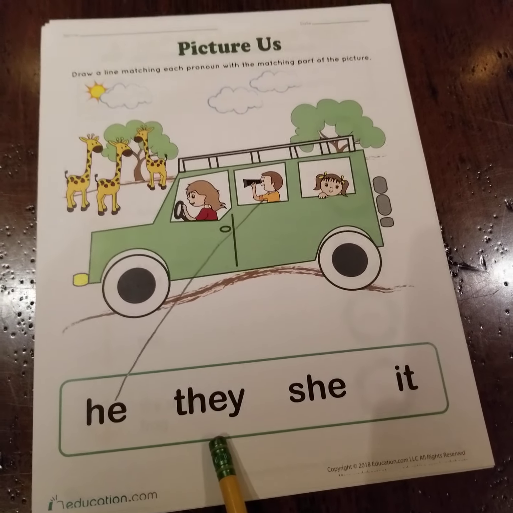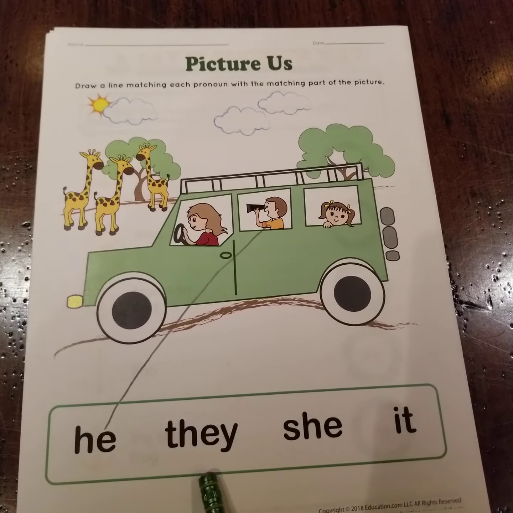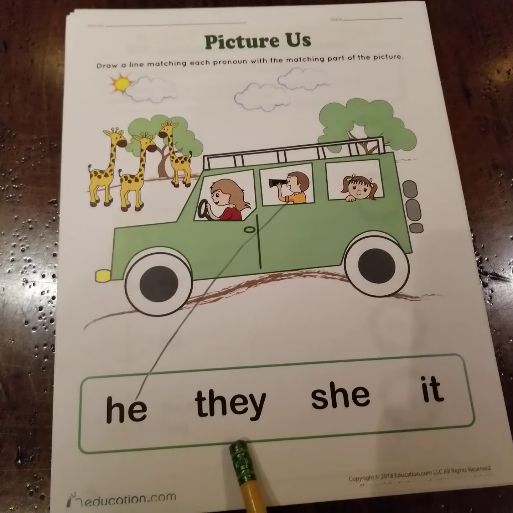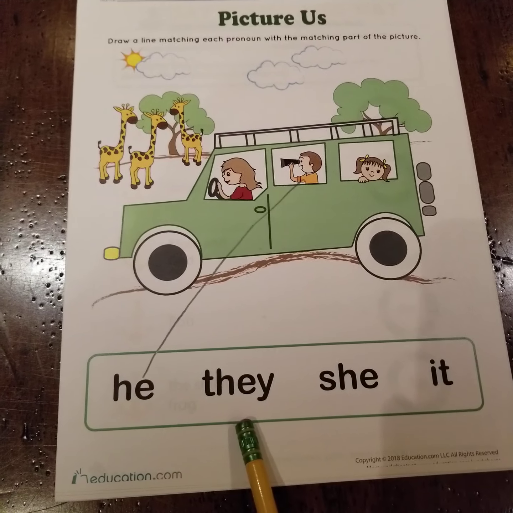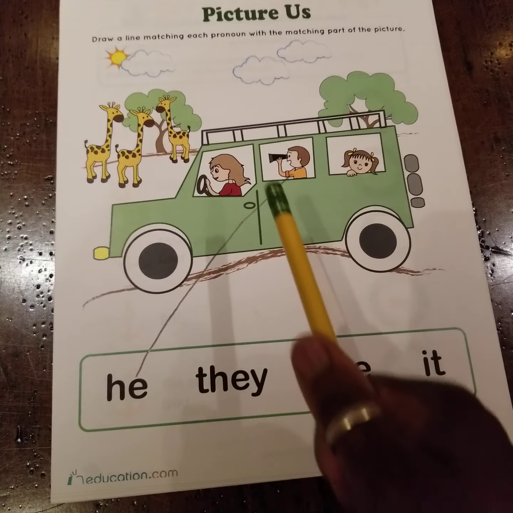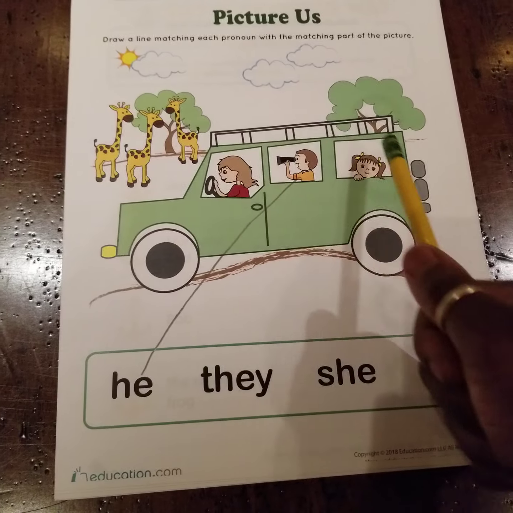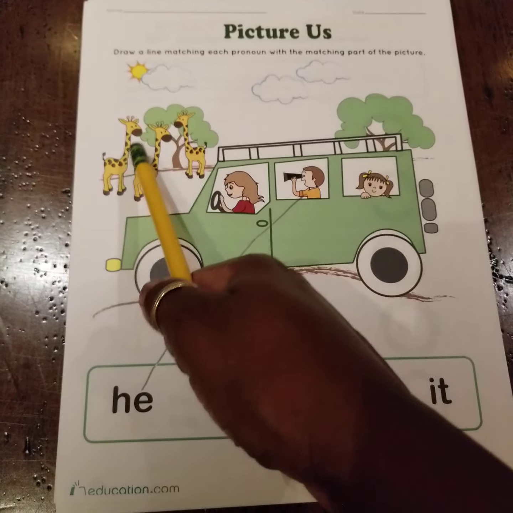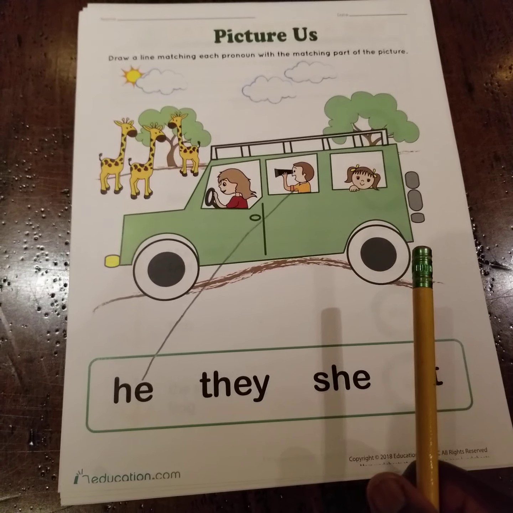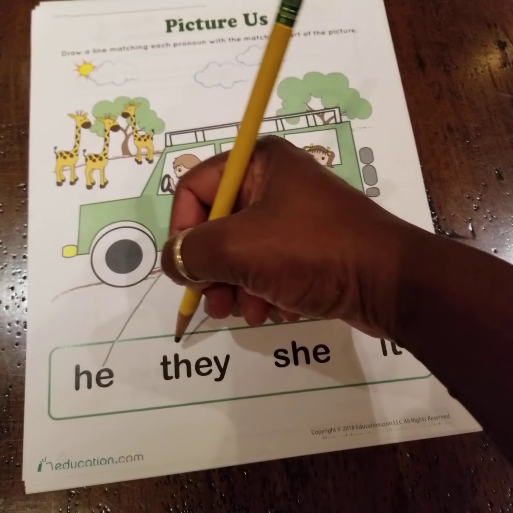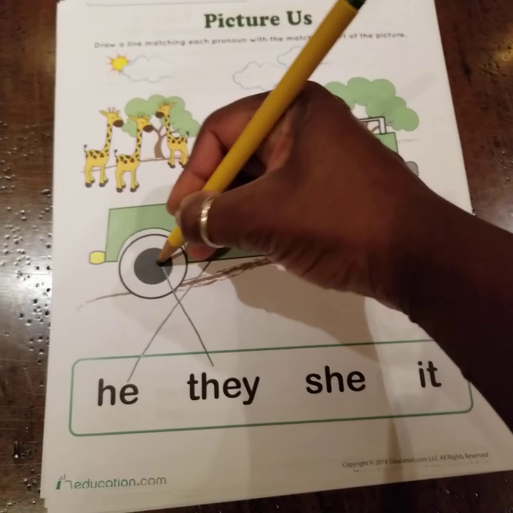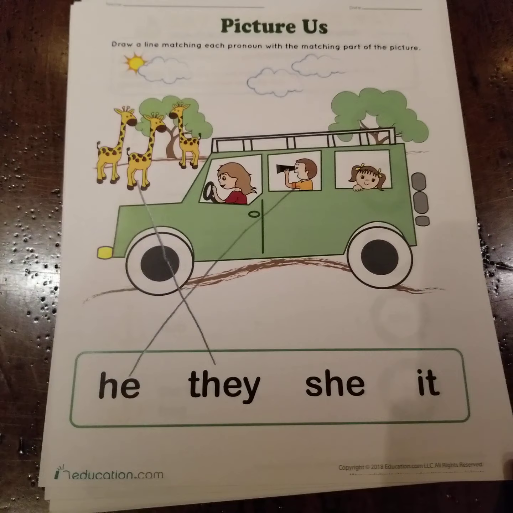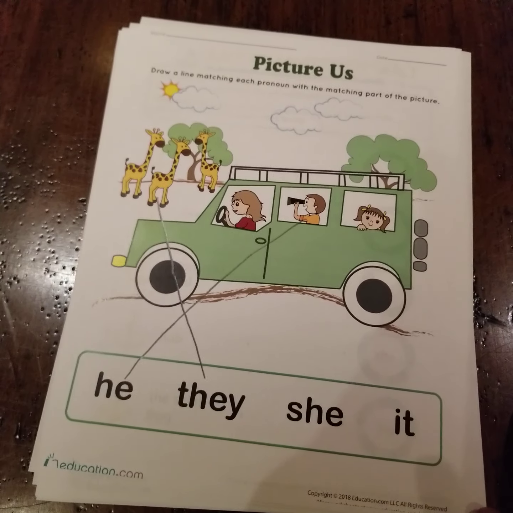Now, they can be for a lot of different people that are joined together or in a group. So, they could be the people in the car because they are more than one person, or it also could be the giraffes that are standing together. I'm going to choose the giraffes. I think that they, meaning the giraffes, instead of saying giraffes or animals, we can say they.